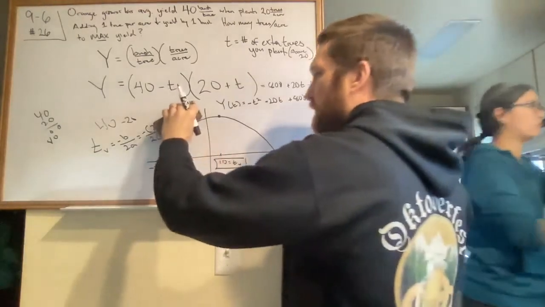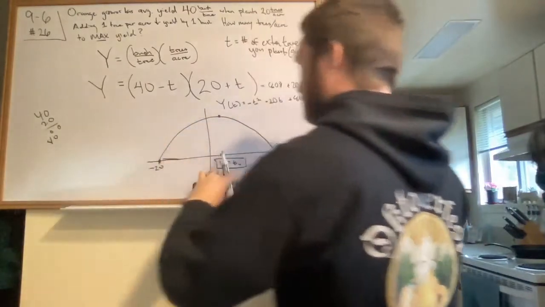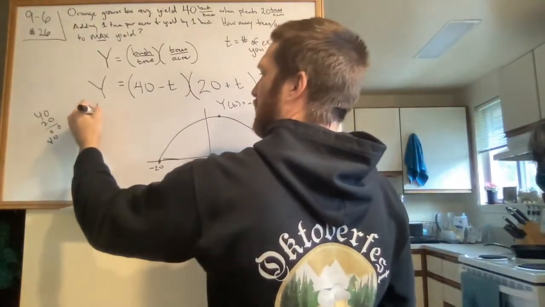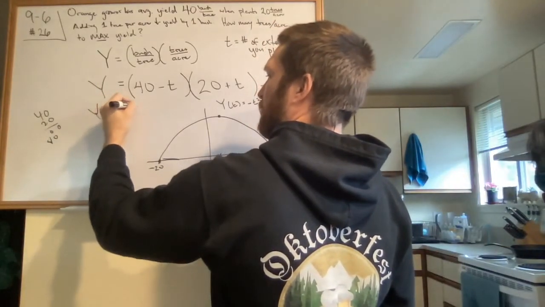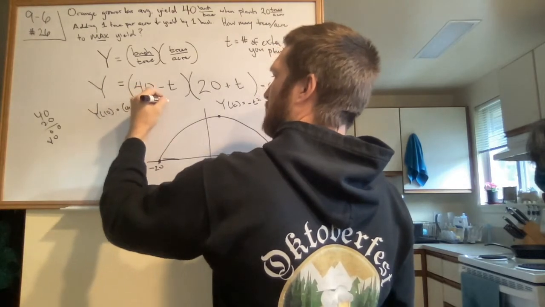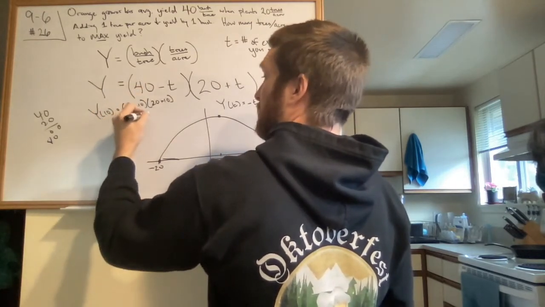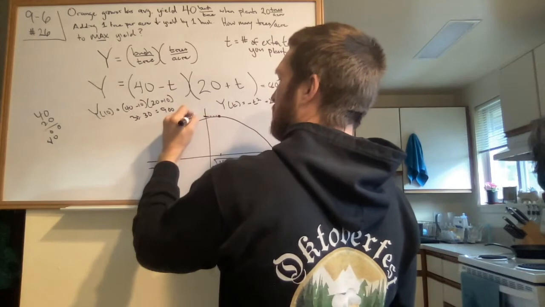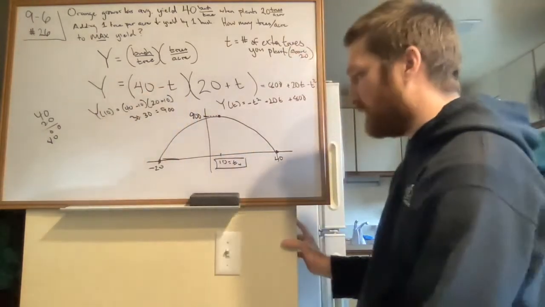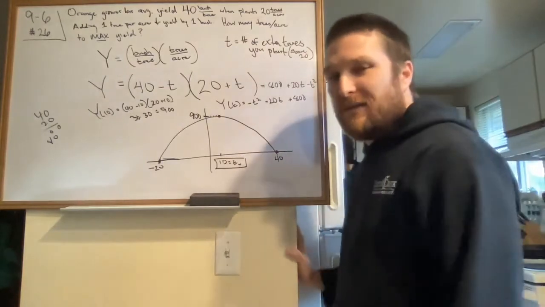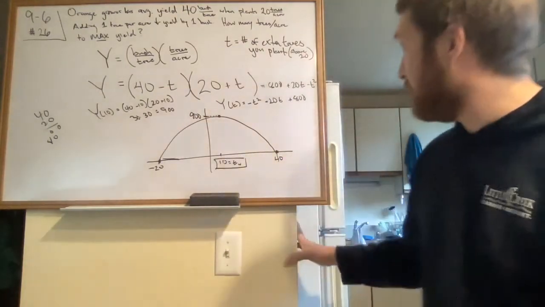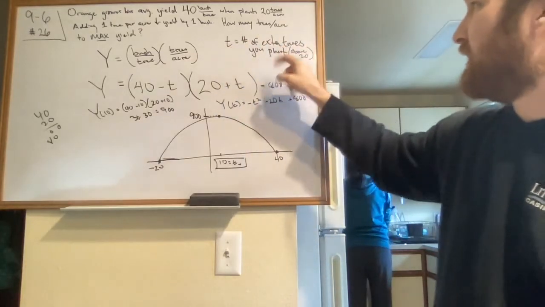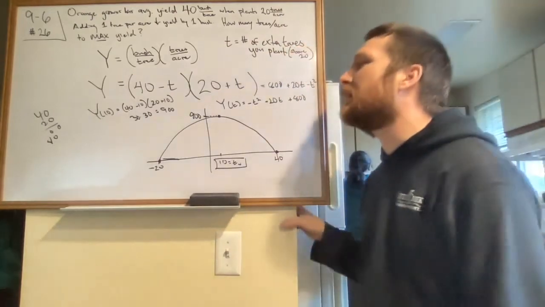The max value, y of 10, let's say. Okay, y of 10 is the same thing as 40 minus 10 times 20 plus 10, which is 30 times 30. And hey, that's what we got before, right? That was 900. And so, yeah, the max value that you get is 900. And then you would say, well, then the number of trees that you need is 10. Yes. T is the number of extra trees you plant above 20. So you have to be very careful with that.